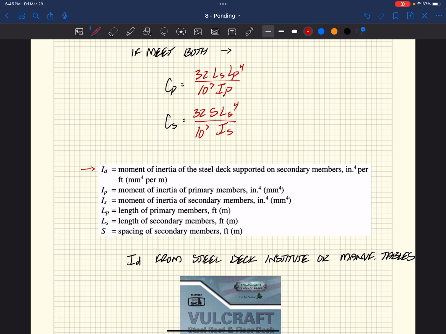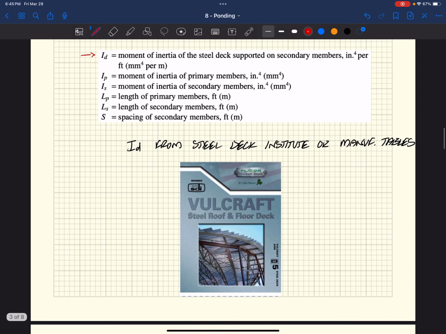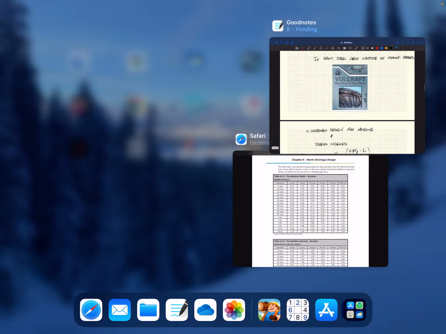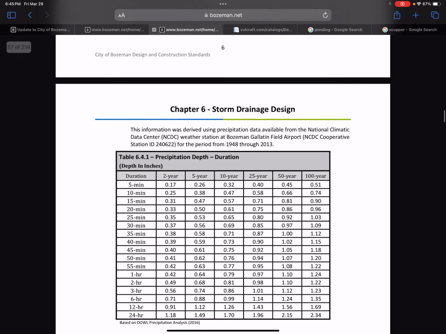We can get IP and IS from the design tables or the dimensional tables in the steel manual, or a lot of times if they're open web steel joists or beams, you can go to the Steel Deck Institute or the Steel Joist Institute, and they have some formulas and some tabulated values for stiffness of some of those joists or girder designations. So ID comes from these tabled values, which I wanted to show you.